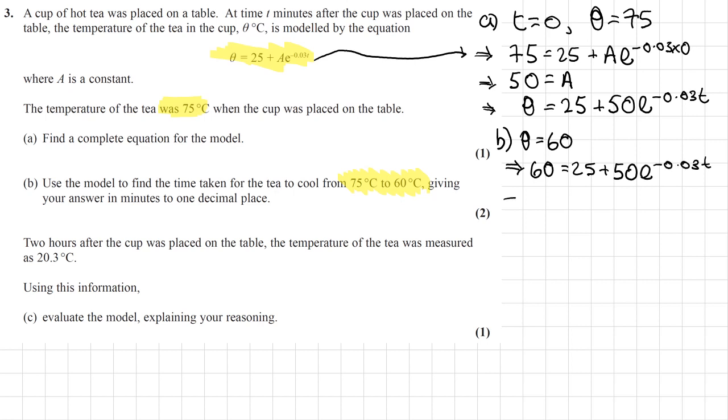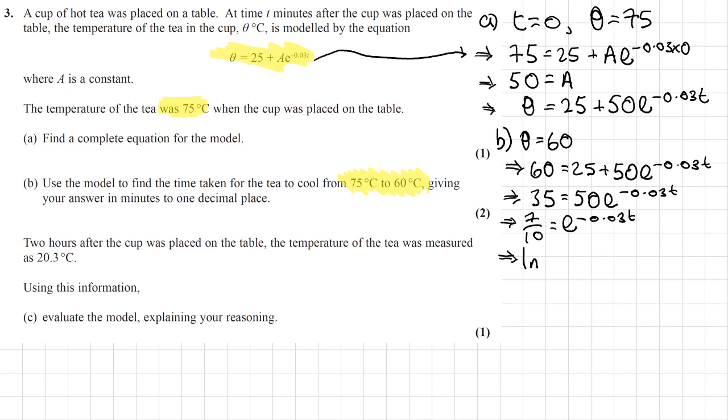Take 25 from both sides, so we'll end up with 35 is equal to 50e to the negative 0.03t. Divide both sides by 50. So 35 divided by 50 is 7 over 10, or 0.7. So 7 over 10 is equal to e to the negative 0.03t. Then we do natural log of both sides.